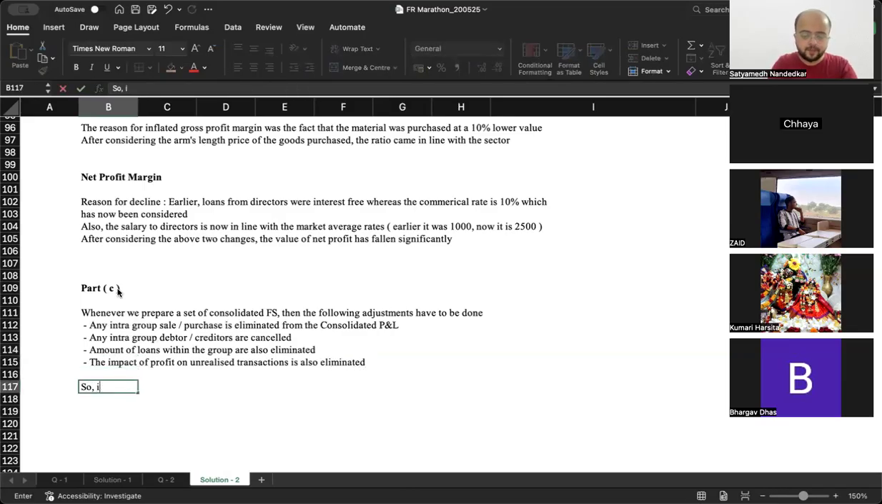So it would not be possible to gauge the performance of the company solely by analyzing the consolidated financial statements.